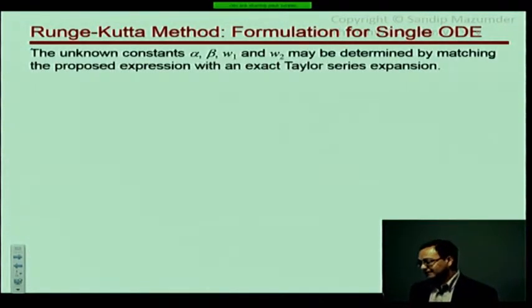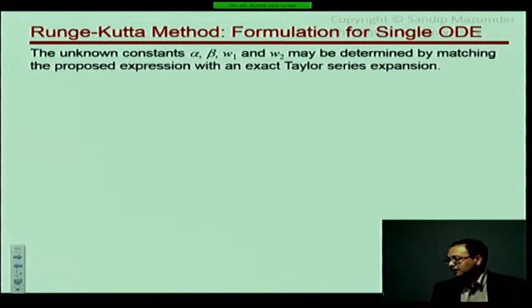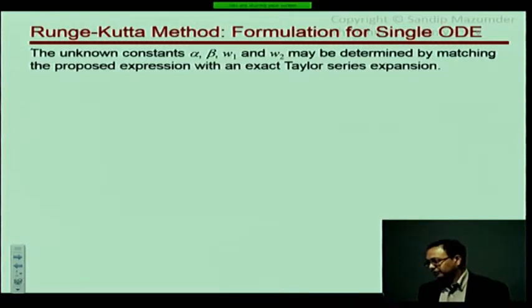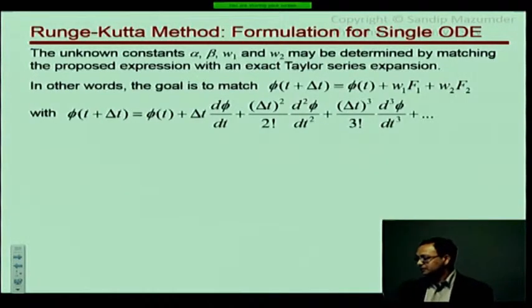So as I said, these unknown constants are constants that are unknown at this point, and they may be determined by matching the proposed expression, which I showed on the last equation, with an exact Taylor series expansion. So how do we do that? This is our proposed expression. We want to match that to this expression.